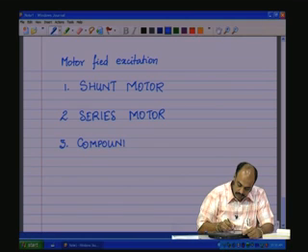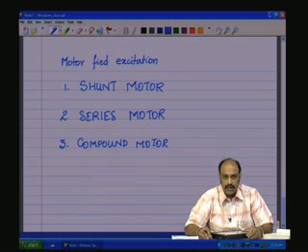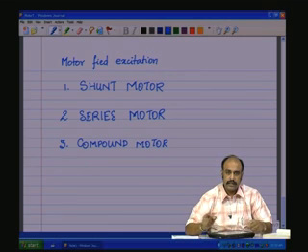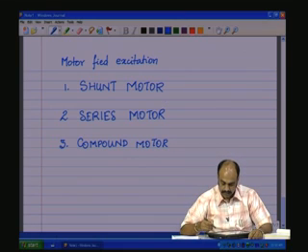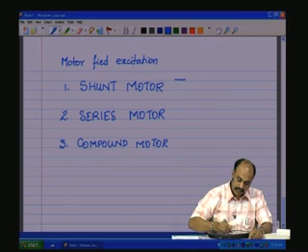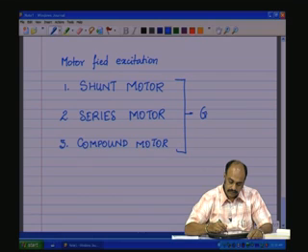In the case of the compound motor, as the name suggests, it is a mix of both. You have two sets of coils, the shunt coil and the series coil. The shunt coil is connected across the motor armature. The series coil is connected in series with the motor armature. So, that is the compound motor, and these are the three main types of motor that you would come across, general categories.